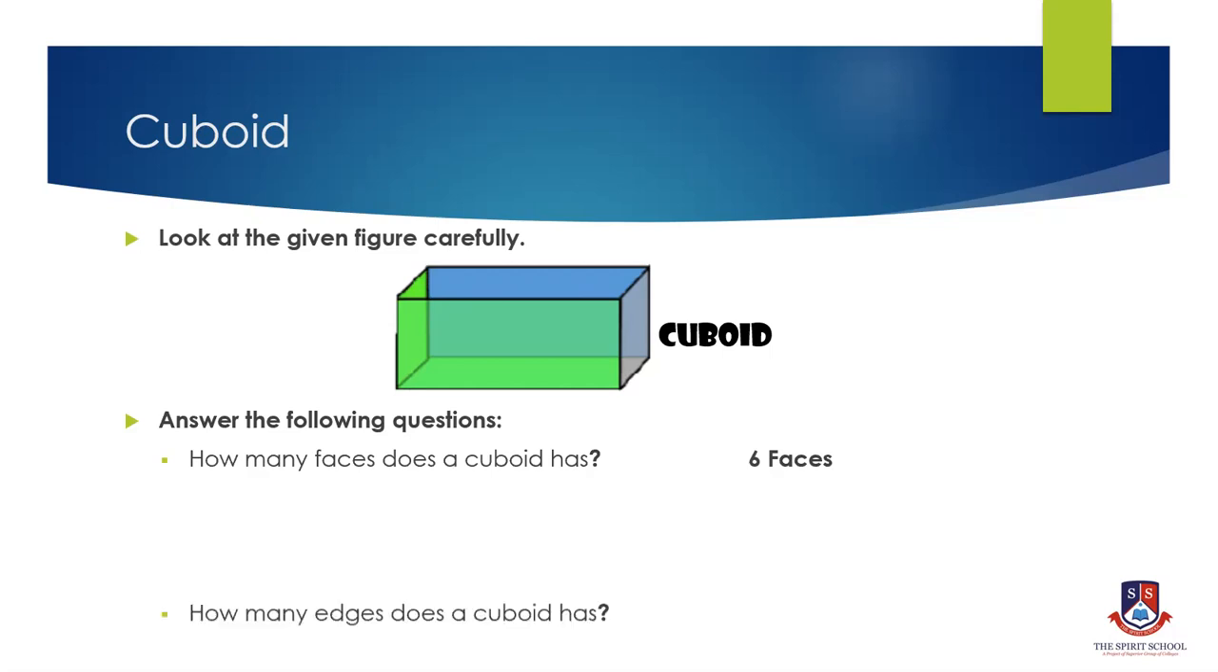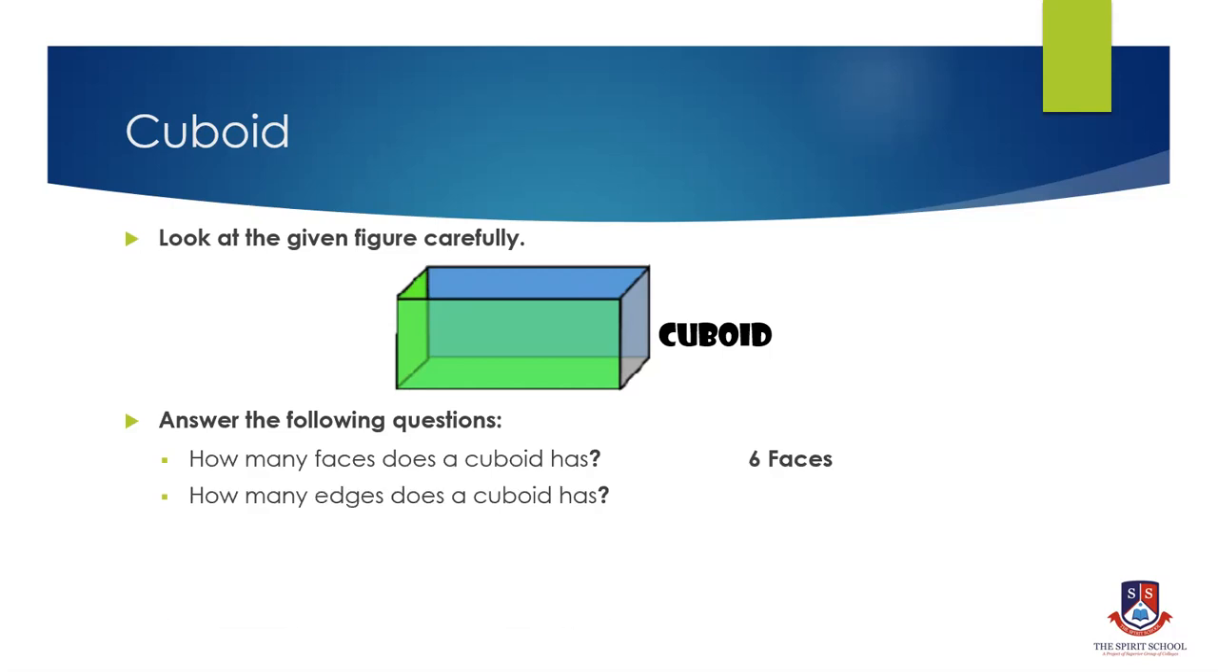Similarly, how many edges does a cuboid have? Basically, we have seen that when two faces meet each other, they form an edge. So here we can see that two faces meet each other, form one, here 2, 3, 4, similarly 5, 6, 7, 8, 9, 10, 11, 12. So there are basically 12 edges of a cuboid.